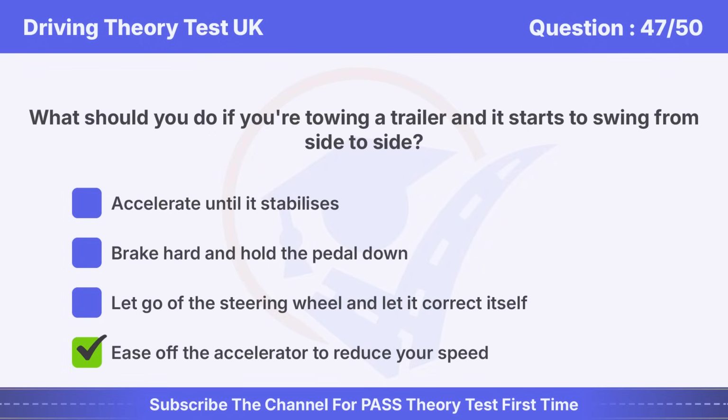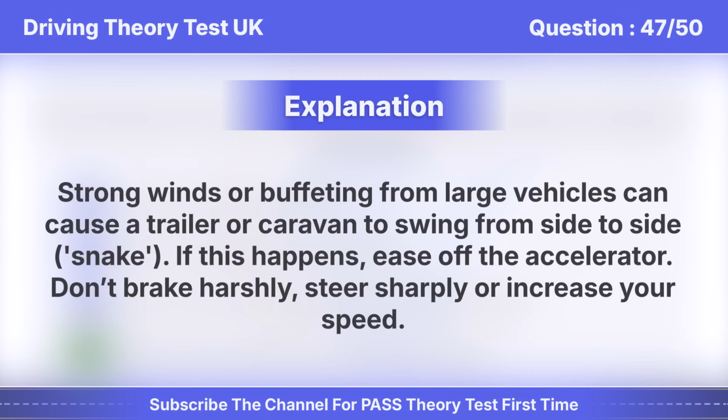Answer is D. Ease off the accelerator to reduce your speed. Strong winds or buffeting from large vehicles can cause a trailer or caravan to swing from side to side, snake. If this happens, ease off the accelerator. Don't brake harshly, steer sharply, or increase your speed.